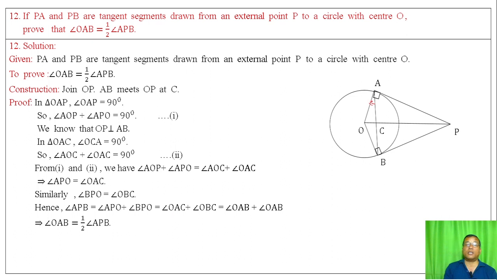OAC is replaced by OAB, and angle OBC is equal to OAC. Then angle APB is twice this value, so we get angle OAB as half of angle APB. Hence proved.